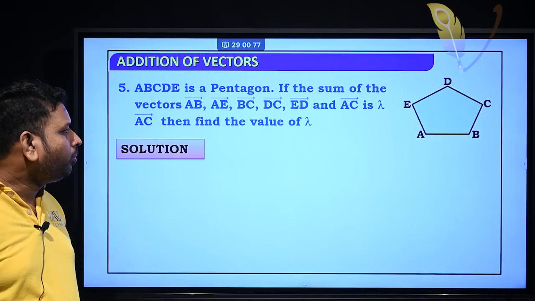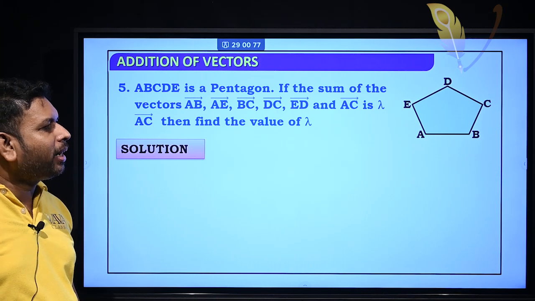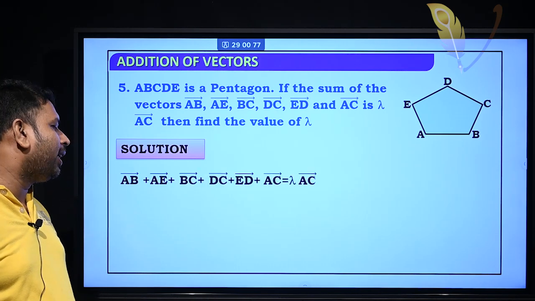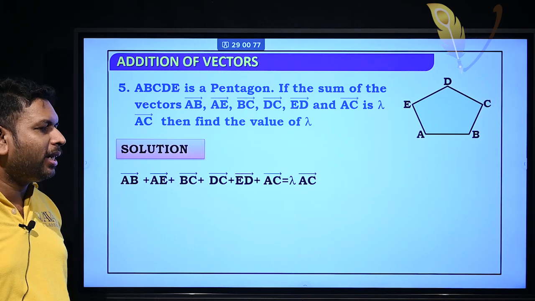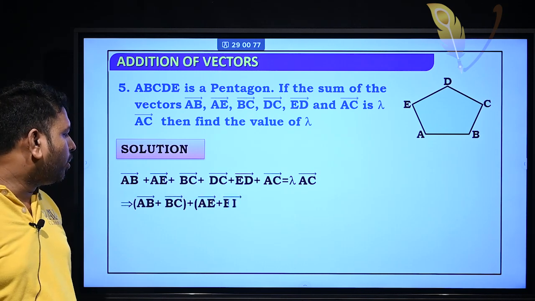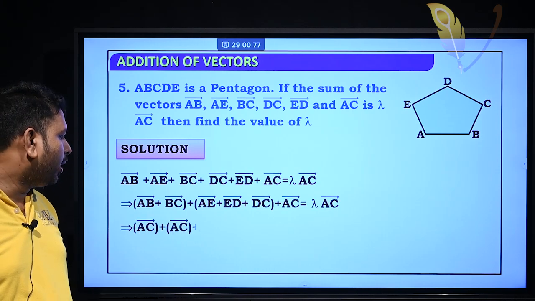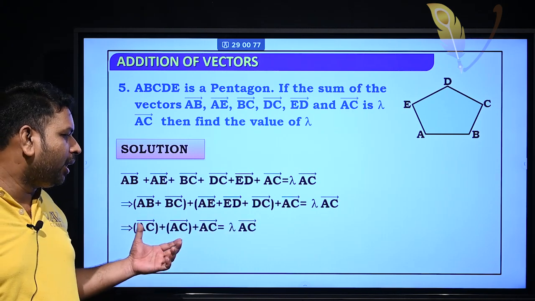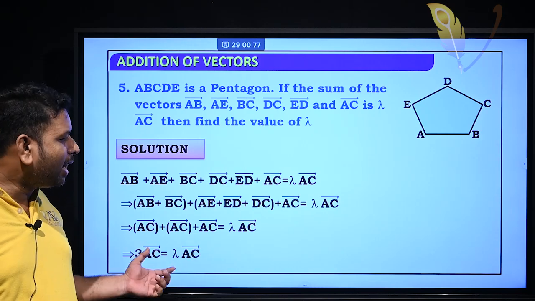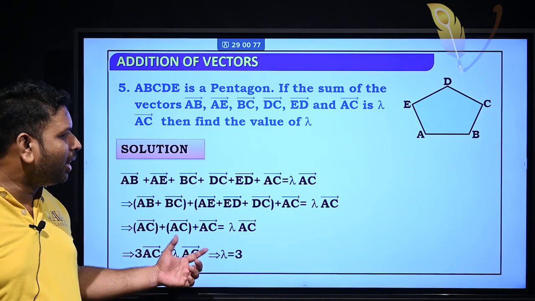Solution. ABCDE is a pentagon. AB + AE + BC + DC + ED + AC is lambda AC. So AB + BC + AE + ED + DC + AC is lambda AC. So AC + AC + AC is lambda AC. So 3AC is lambda AC. So lambda is 3. Okay.